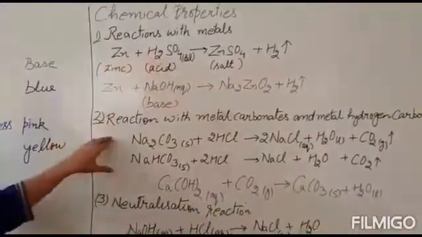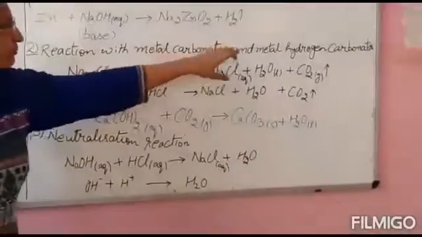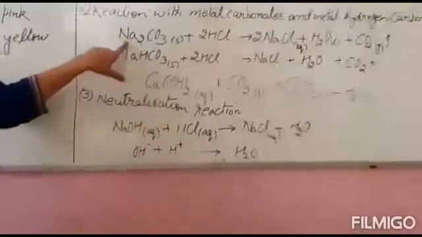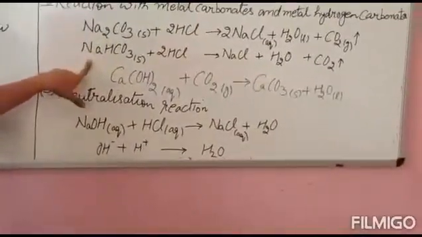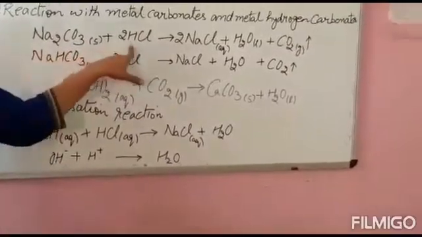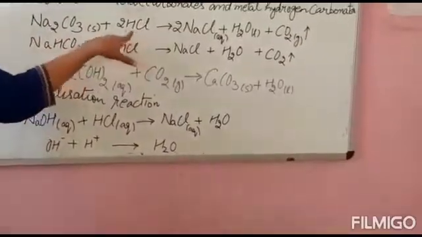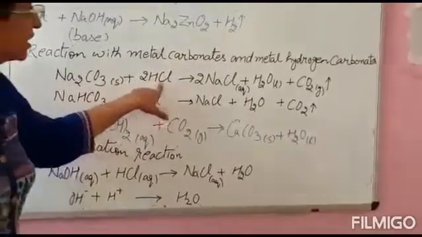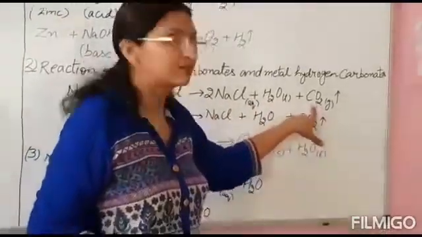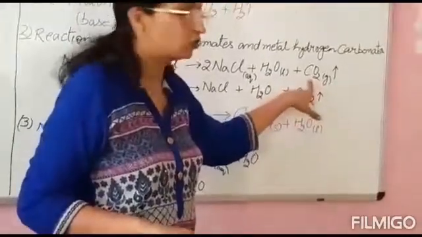Now next we will do the reaction with the metal carbonates and metal hydrogen carbonates. So I will take here the example of sodium carbonate and sodium bicarbonate. You can see the reaction: sodium carbonate, when it is made to react with any dilute acid, here I take dilute HCl, then carbon dioxide gas will be evolved with effervescence, and that will turn the lime water milky.